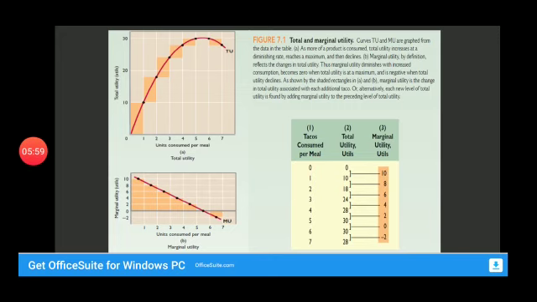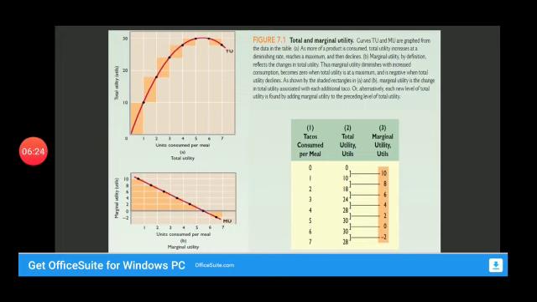Let's suppose there are tacos consumed per meal. We have said that the marginal utility will go on decreasing; that is the law of diminishing marginal utility. So we may clearly see that the marginal utility is 10, then 8, then 6, 4, 2, 0 and minus 2. And with the help of marginal utility, we can make the total utility column.